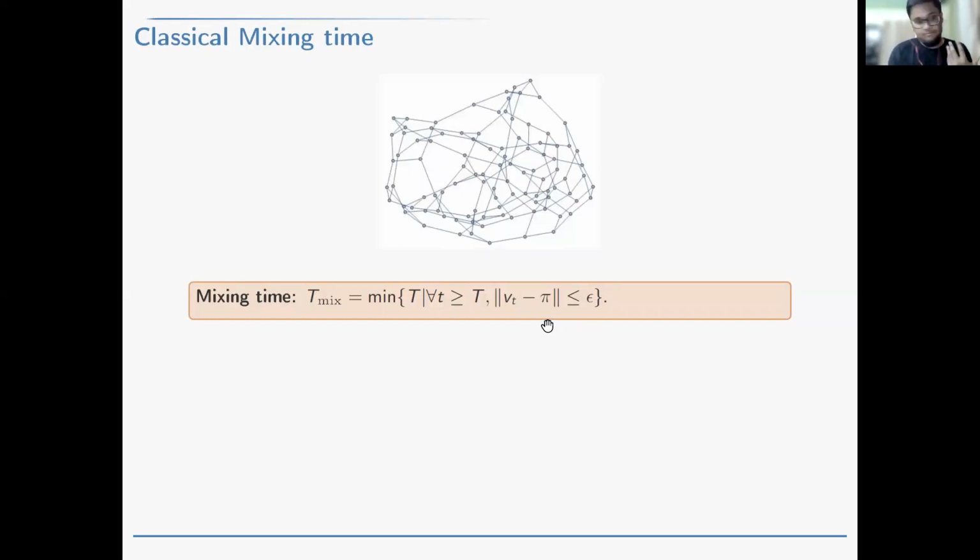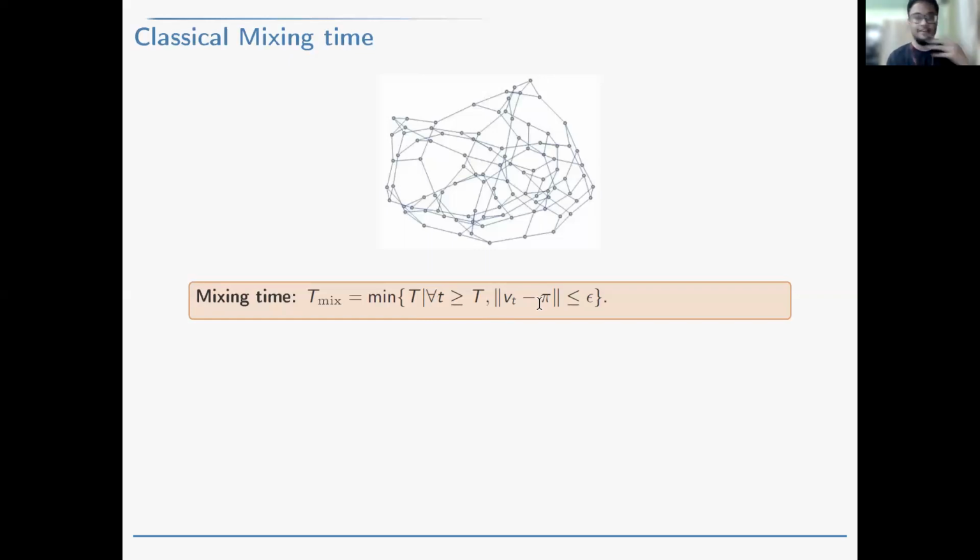Well, the definition is given here. It's just telling you that it is the minimum time after which your instantaneous state of the walk, that is the state after, say, some T steps, this capital T steps, is epsilon close to the stationary distribution. So the minimum time after which you are epsilon close to the stationary distribution is the classical mixing time, right?